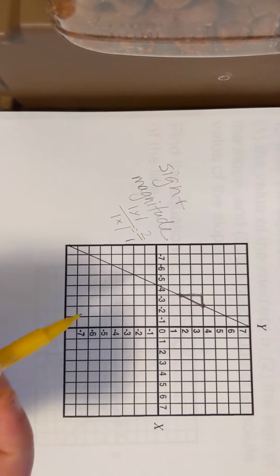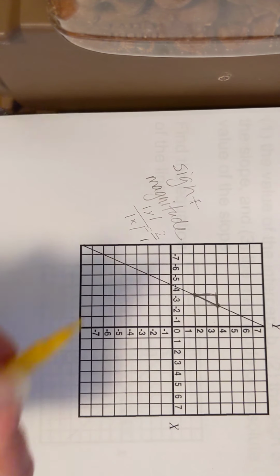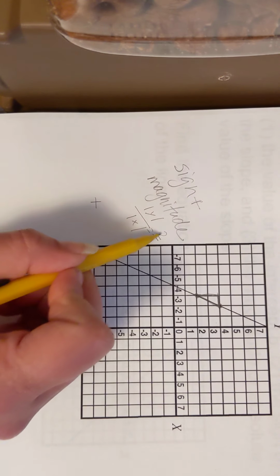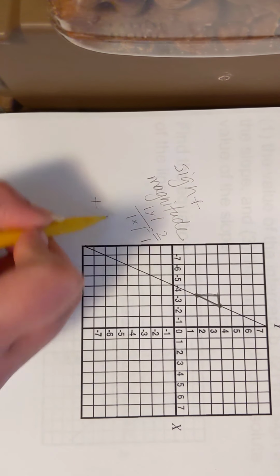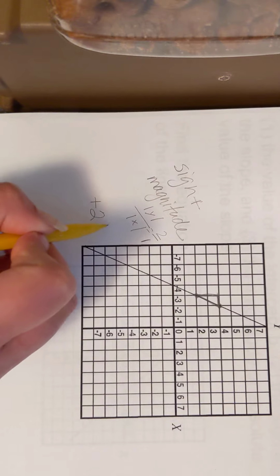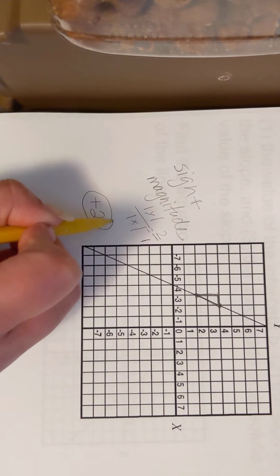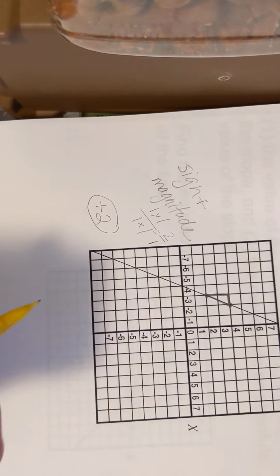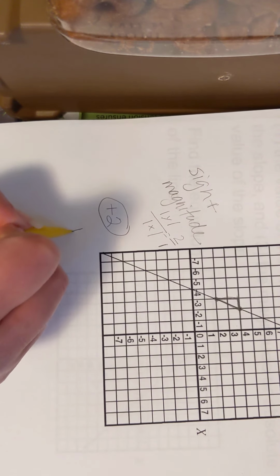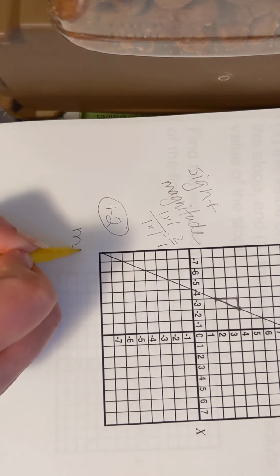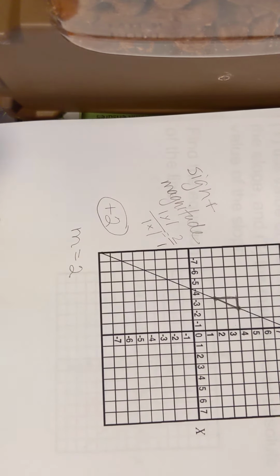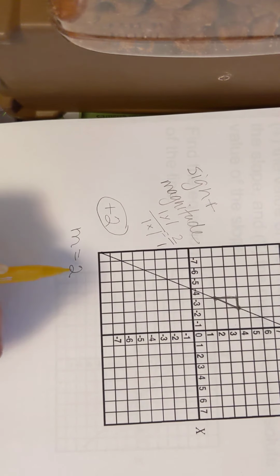Let's look at what I have for the slope. I have a positive, and then I have a 2 over 1. Well, what is 2 over 1? It's 2. So the slope of this line is a 2. Now, strangely enough, we use a lowercase m to mean slope. So m equals 2, or slope equals 2.